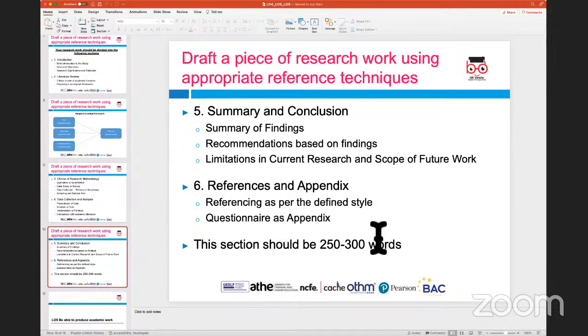Now, this part that you complete is going to be a document which will be a research proposal. And this particular document generally tends to be 200 to 250 words, 250 to 300 words essentially, and that would help complete and achieve the learning outcome 4.